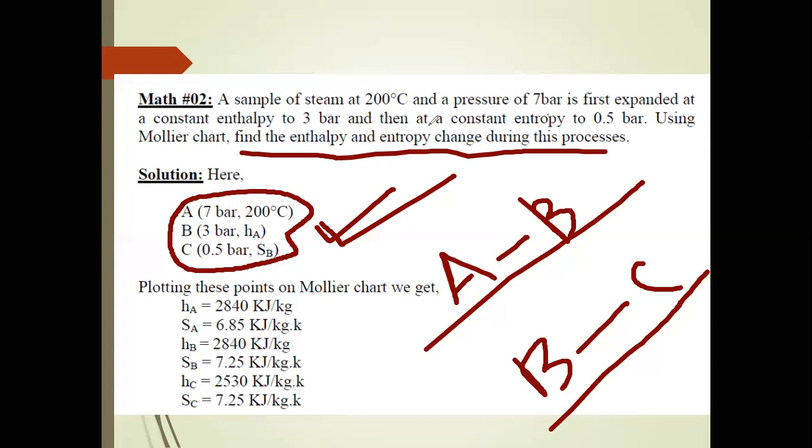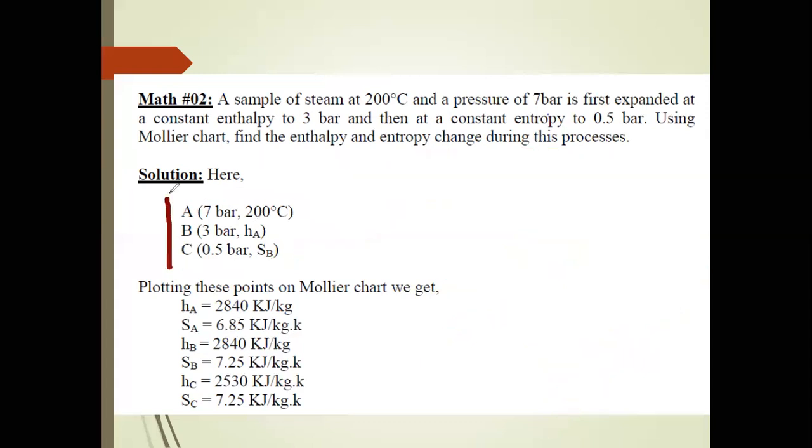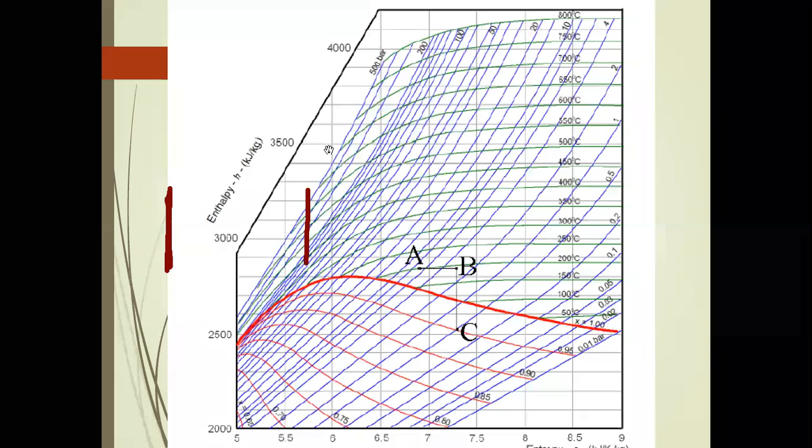Let's plot these 3 points A, B, and C. The A point is 7 bar, 200 degrees Celsius. Let's go to the next slide. You see that A point is 7 bar and 200 degrees Celsius. You can see here, my student, this is the 200 degrees Celsius line. So let's draw the 200 degrees Celsius line. Okay, where is 7 bar? My student, here you can see.